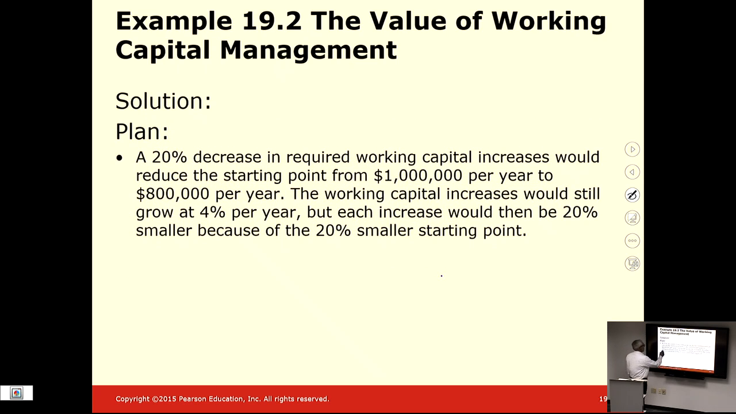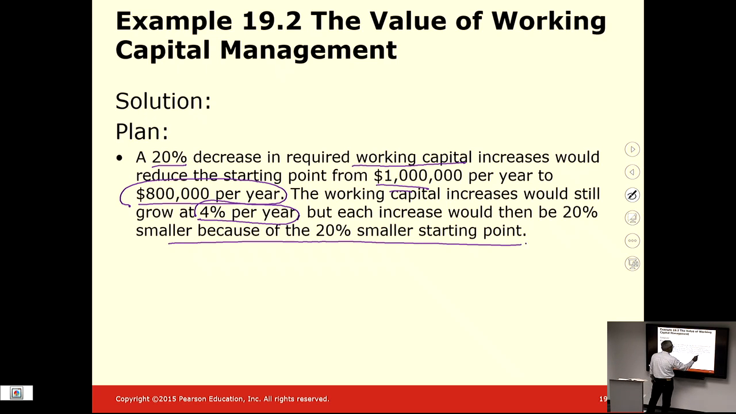So a 20% decrease in working capital would reduce the starting point from 1 million per year to 800,000 per year. The working capital increases will still grow at 4% per year, but each year the increase would then be 20% smaller because of the 20% smaller starting point.